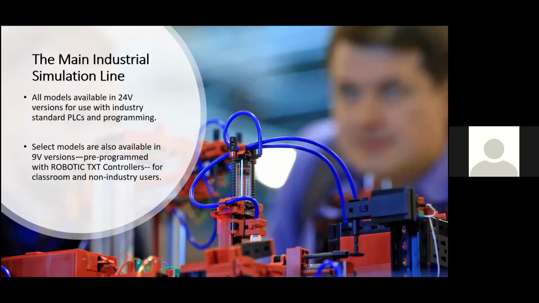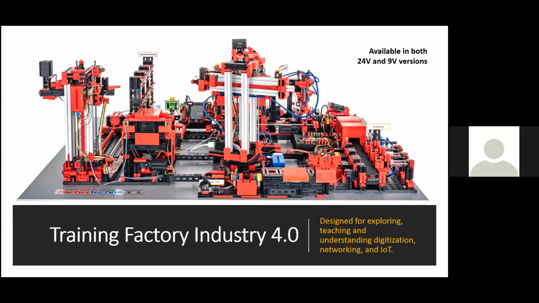And that concludes our look at the first 9 variations of simulation models. The next pair of models we're going to be looking at focus on the area of IoT and are designed specifically for demonstrating and teaching about cloud-based monitoring and control. These models go by the name of Training Factory Industry 4.0, and these are available in both 24-volt versions for use with PLC, of course, and 9-volt variations for classroom and demonstration purposes.